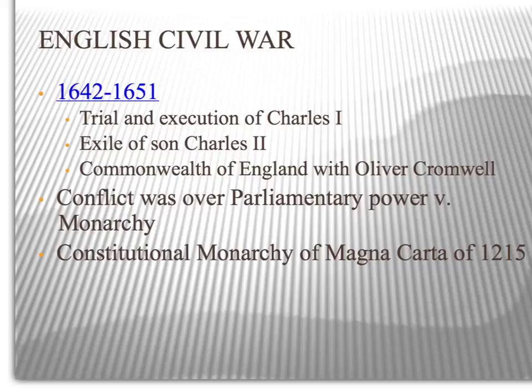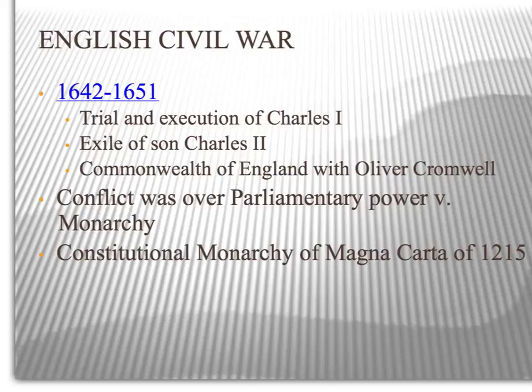So he dismisses them. And as a result of that, we get this English Civil War, in which Charles is removed and executed. He is beheaded. And so his son, Charles II, is actually exiled. And so one of the things that will happen is a Commonwealth of England will exist, and it will be headed by a man by the name of Oliver Cromwell. And we'll talk a little bit about Cromwell in class.